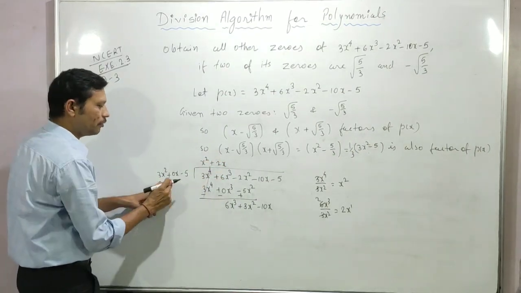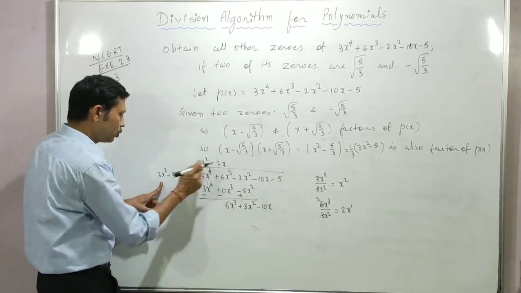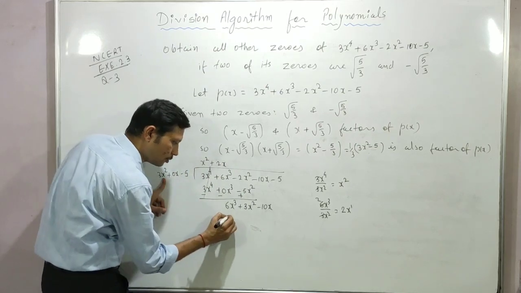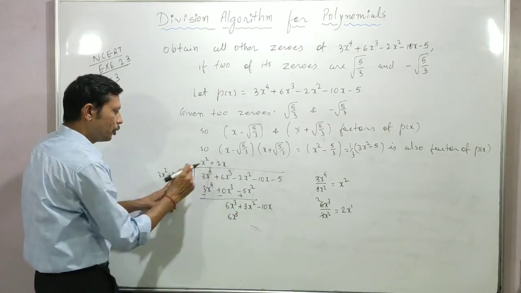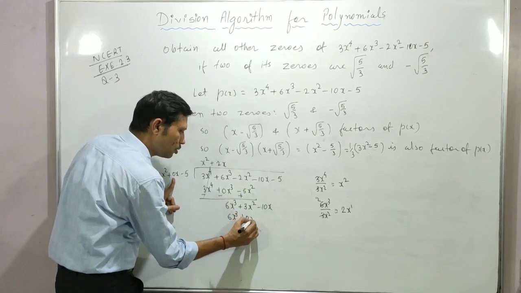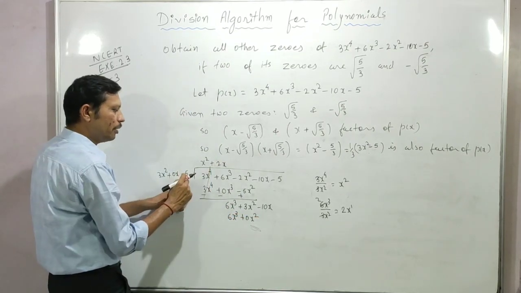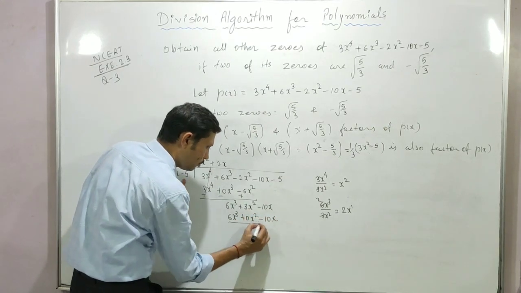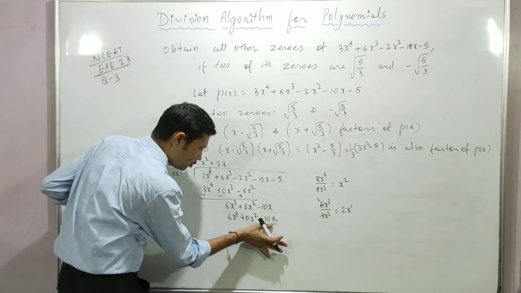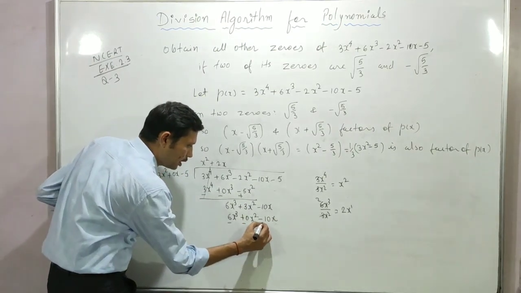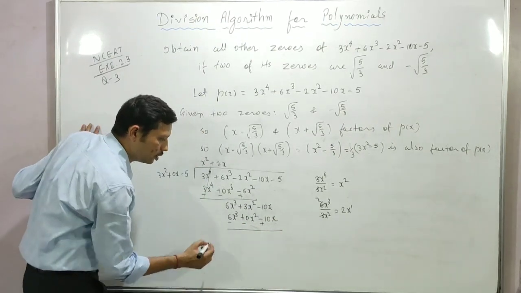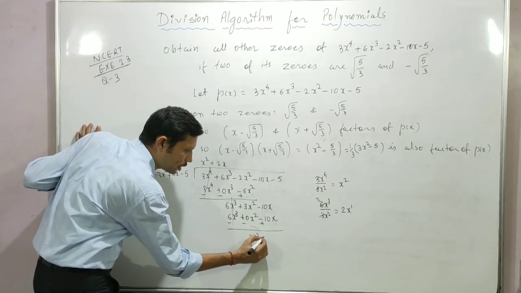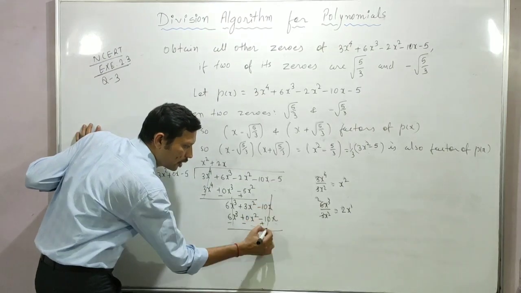Now 2x multiplies with all the 3 terms, and we place it here. 2x multiplied by 3x square: 2 threes are 6, and x times x square is x cube, so 6x cube. 2x multiplied by 0x gives plus 0x square. 2x multiplied by minus 5: plus minus is minus, and 5 twos are 10x. Now we change the sign: minus, minus, and here it's a plus. Now they cancel out. It's 0x square, so only 3x square is written here. This one is minus 10x plus 10x, which again cancels out.